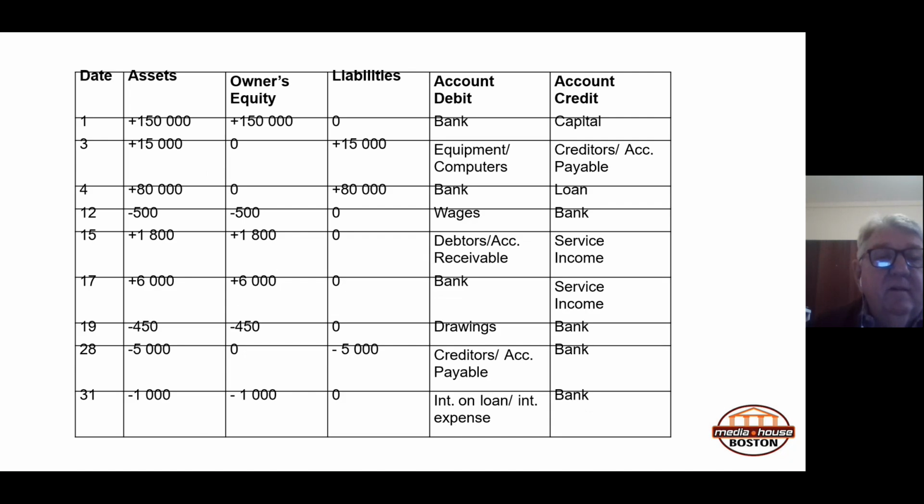There's our plus 15,000 on the assets, plus 15,000 on the liabilities. Account debited is equipment. Account credited is creditors or accounts payable.